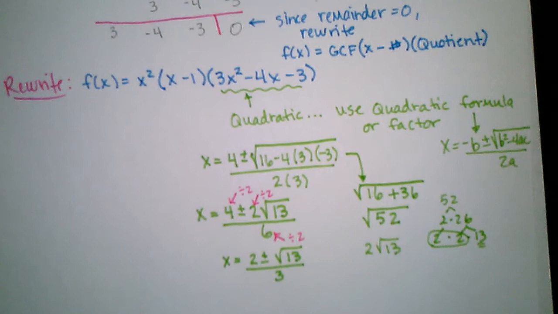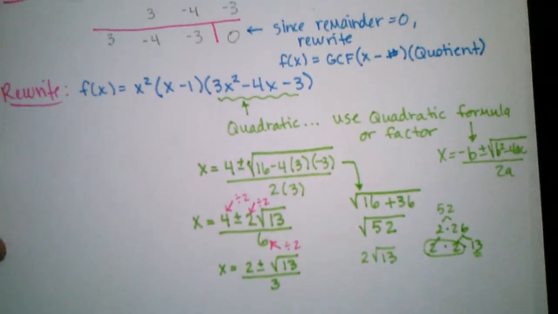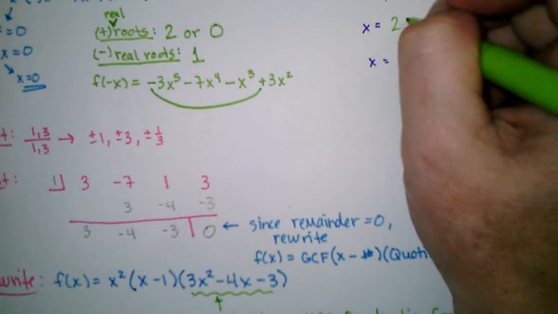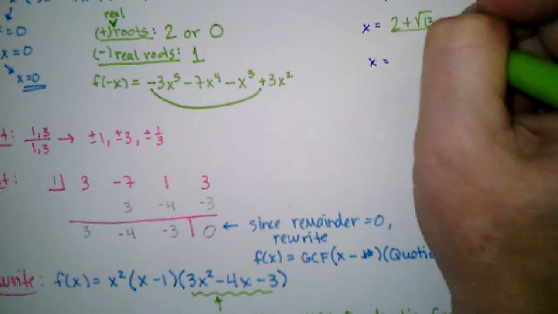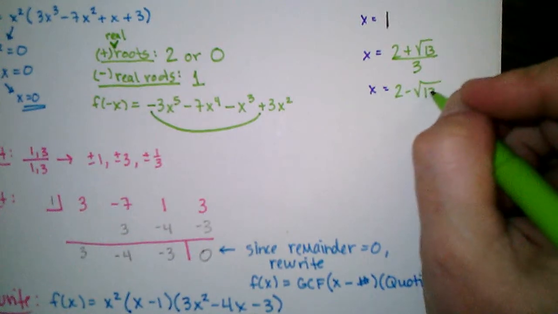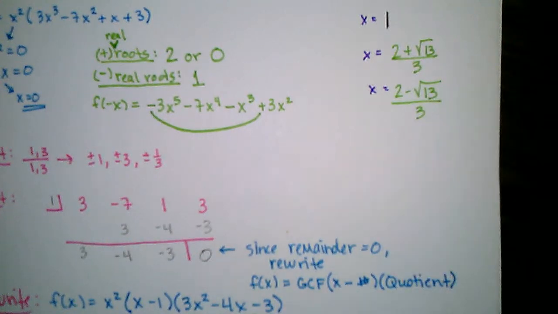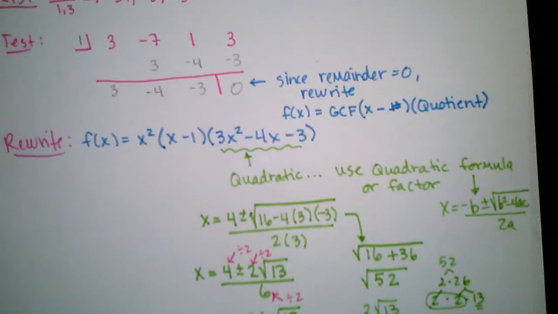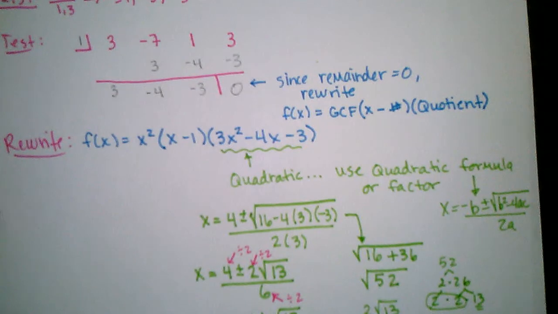Now those are the last 2 roots. So I get x equals 2 plus the square root of 13 all over 3, and x equals 2 minus the square root of 13 all over 3. And then we're going to rewrite one more time.